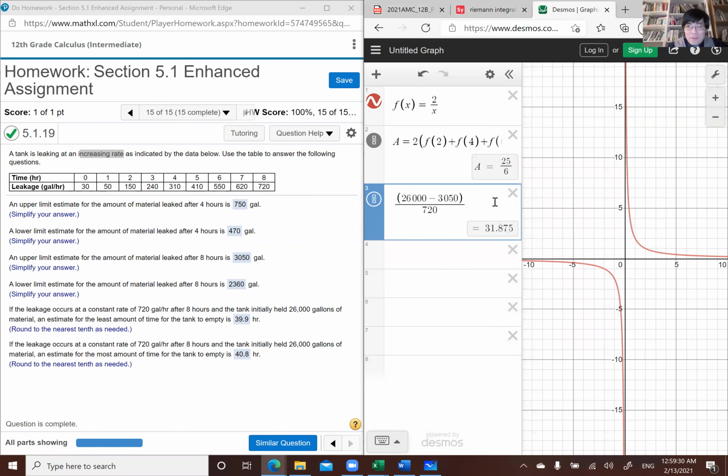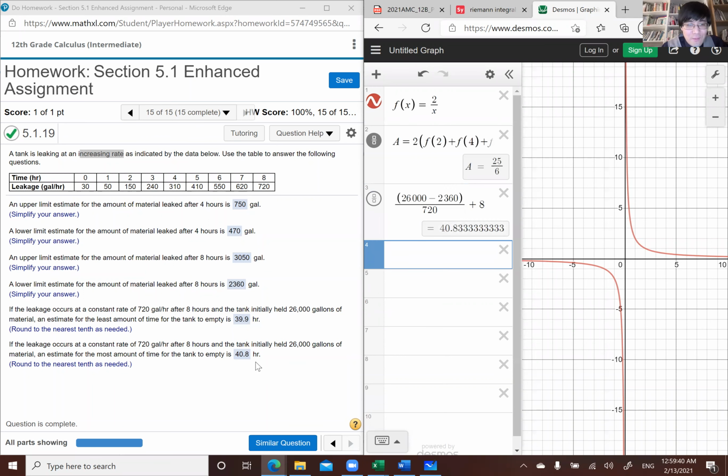I just need to change this part to 360. So that's going to be 32.8. And you just add 8 for the first 8 hours, you get 40.8. Okay, so that concludes the section.